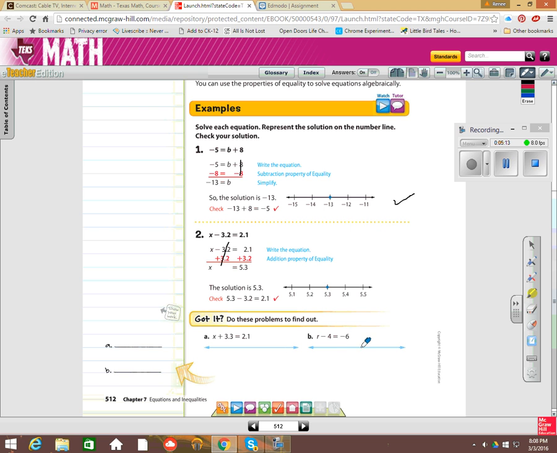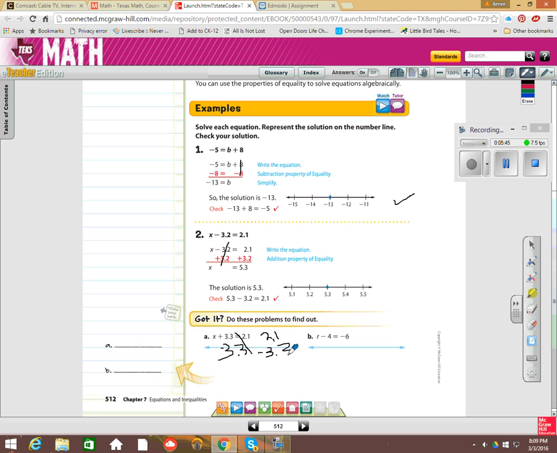Now I want you to take a moment and do the got it problems on your own in your book. Okay, so what do you do here? What are you going to do with A, right? You're going to add the opposite of 3.3. Okay, it's hard to write with this mouse. On both sides. So basically, you're going to subtract 2.1 minus 3.3.